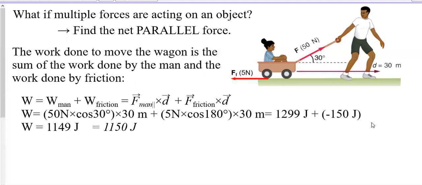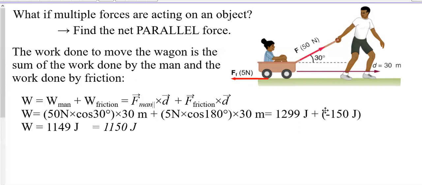So if you simplify it and just add them together, you should have a total amount of work done on the wagon of 1,150 joules, or 1.15 kilojoules. So that's one way to look at this problem. You end up with negative work done by friction.